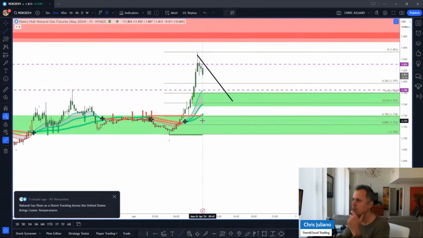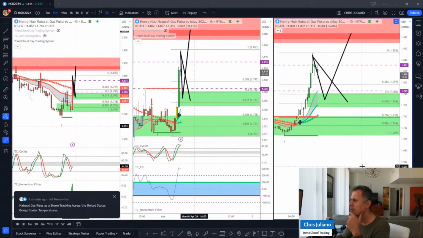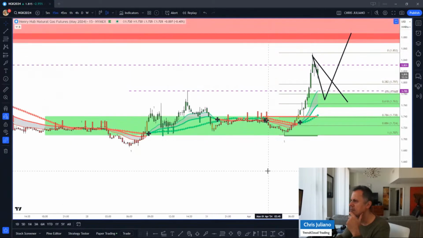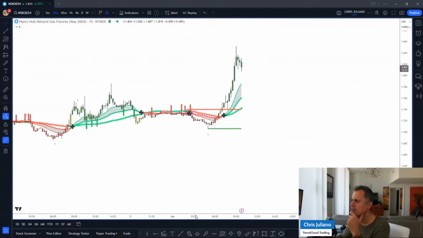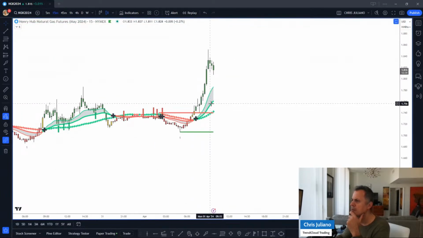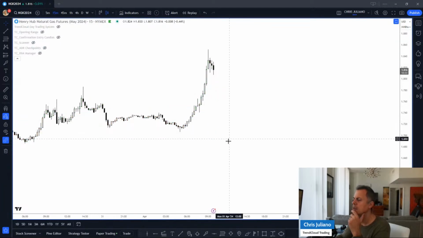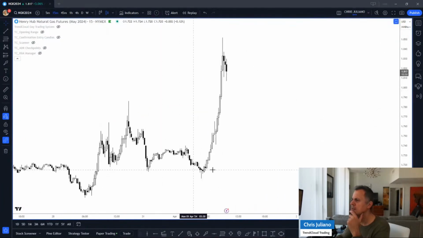And what do we usually look for? Pull back into trend cloud, make that next move up, right? Do we have a formation anywhere? Let's see. Recalculate that.